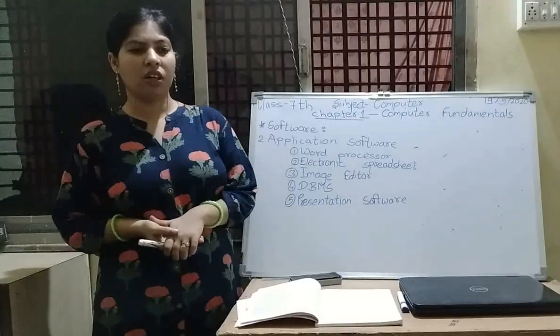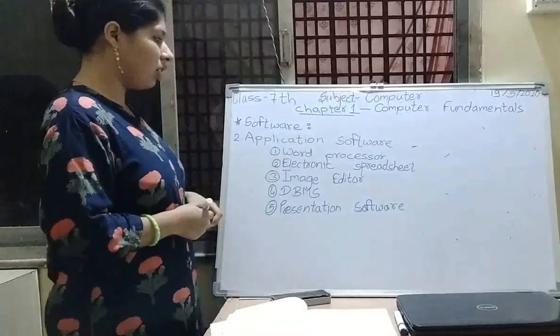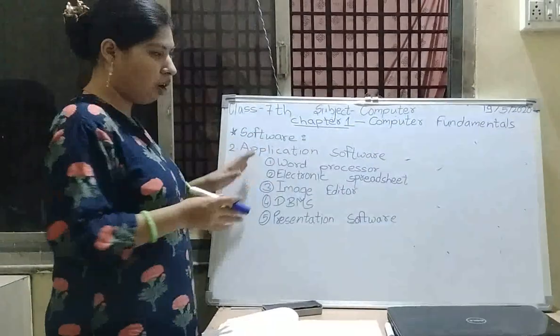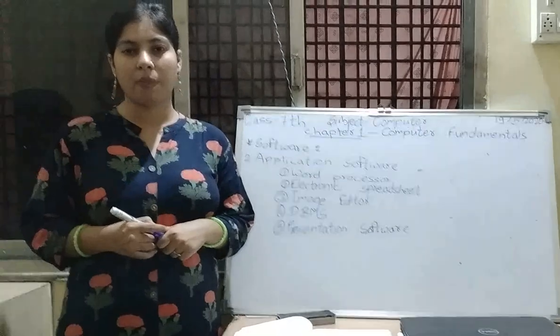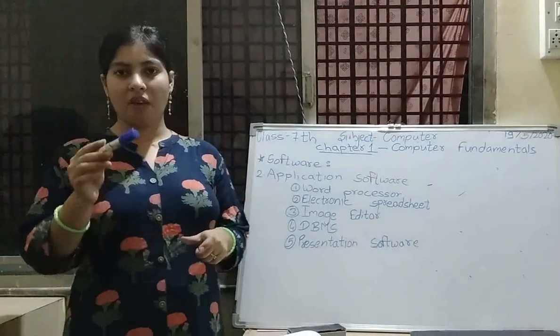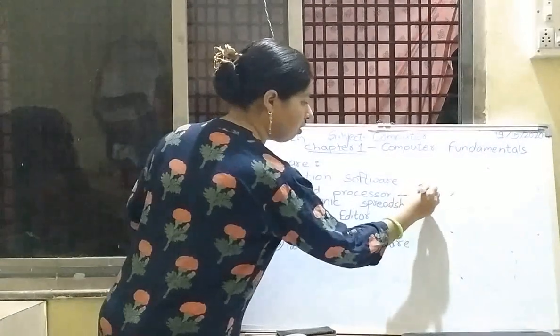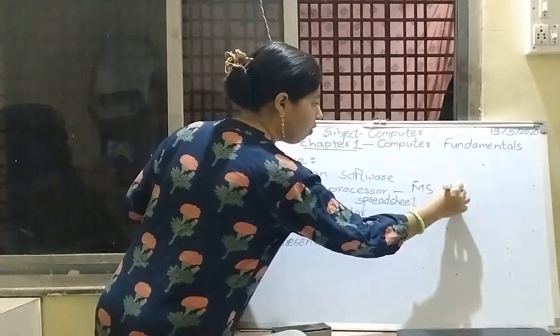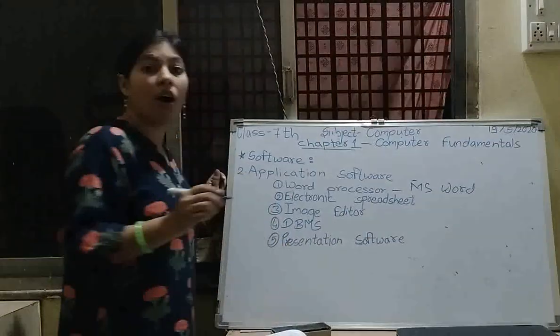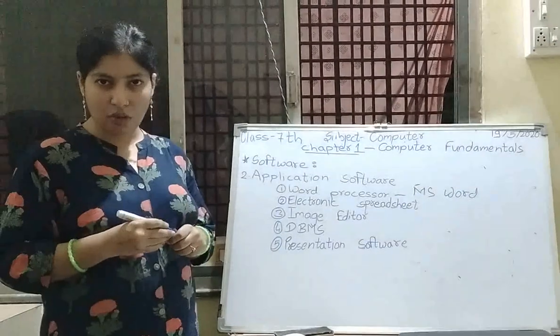Like for example, we can say word processor software. Word processor software means like our MS Word. MS Word is a word processor software. For what is it used? It is used for making a document.